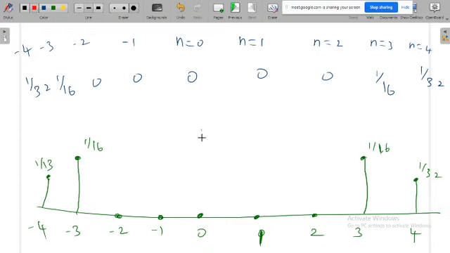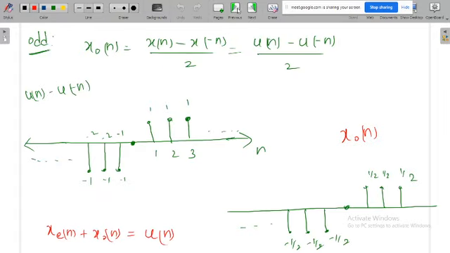I am putting here some reference, but this is not the sample value, just for reference I am putting on a dotted line. Okay, now this is x e of n. Is it an even signal or odd signal? Finally, what about the nature of the signal, even or odd? Even signal. Okay, because we have found the even component.